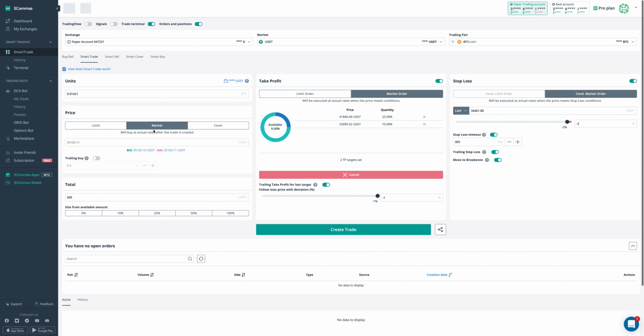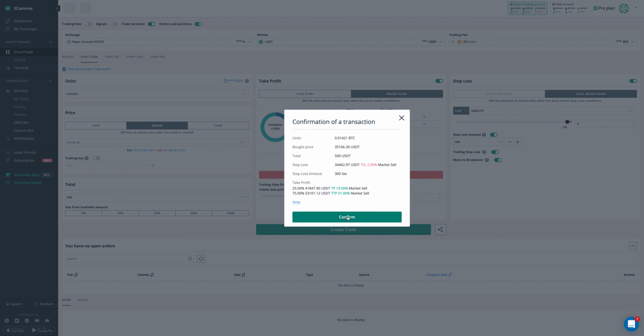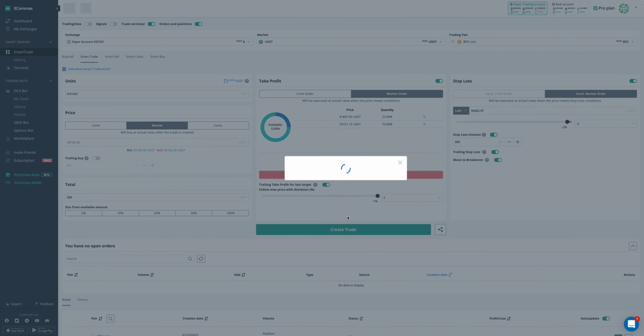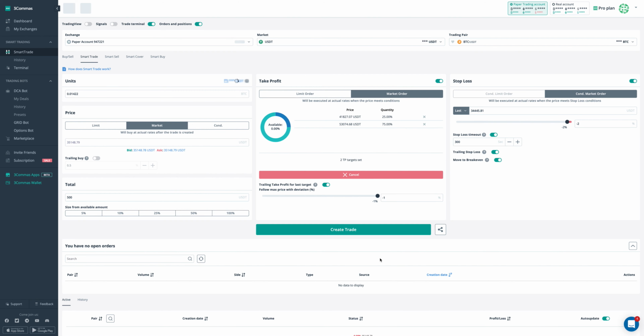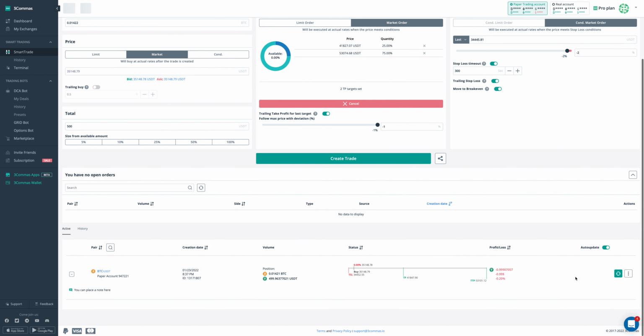Now, let's just see the way we've got this trade set up. So I'm going to buy $500 worth of Bitcoin. I've set my 2 profit targets. I've set my stop loss. I've got all that done. I'm just going to click create trade. Let's click on confirm. Right, and then you're going to see your trade here.